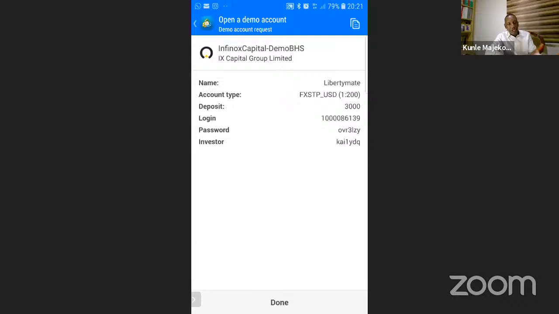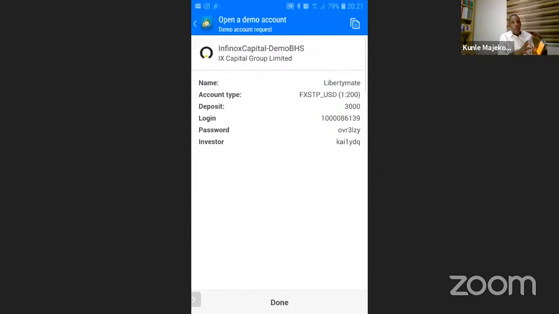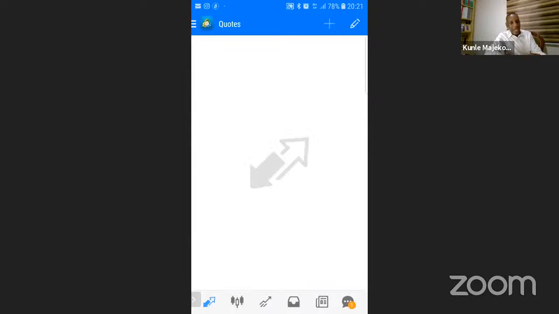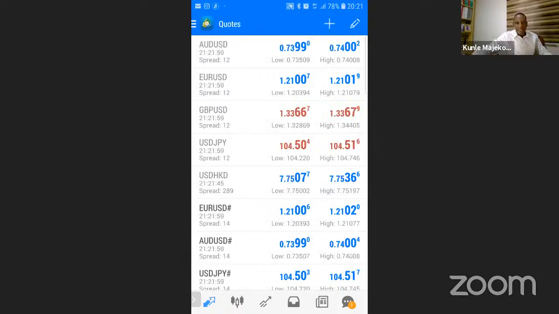Please, either you screenshot this page or you write it down somewhere, because when you want to connect your demo account on your cell phone to your demo account on your laptop, you will need these details so that it will be the same. Whatever you do here, you'll be reflecting also on your laptop or your desktop, okay? So just make sure you have these details. Once it's done, just say done. And once you have it, it is automatically available for you, okay?